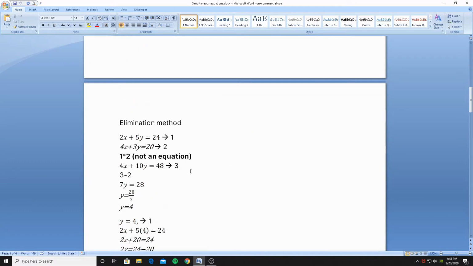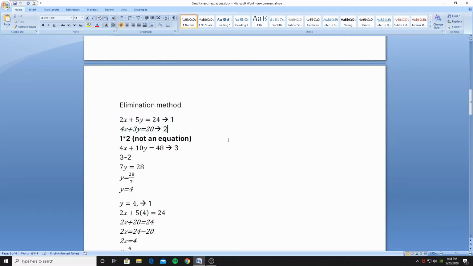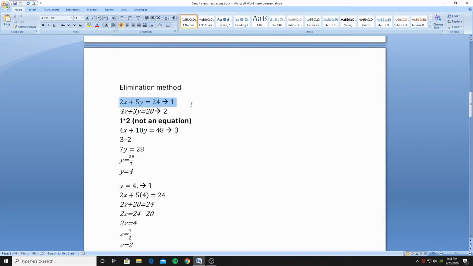Moving on to the elimination method, we still have two equations because this is a simultaneous equation. Simultaneous means at the same time. So we have two equations at the same time whose unknowns are the same. So we label the two equations. Then we can multiply or probably divide, but I would say multiply the equation. So we take equation 1 and multiply it so that the coefficients of one unknown are the same, so we can eliminate it. So we multiply equation 1 by 2, and then label it as equation 3.